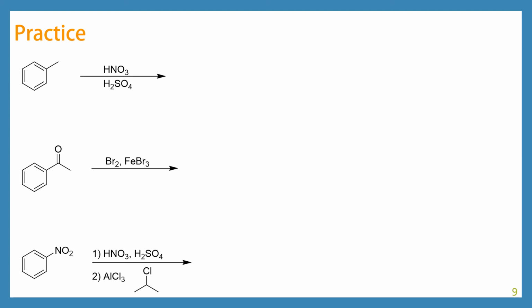So in this first structure, we have toluene, we have a methyl group. The first thing that you want to ask yourself is, what type of director is this? Is this ortho-para or is it a meta-director? And this is an ortho-para director. So we take our ortho-para director, it is activated, we're going to react it with nitric acid and sulfuric acid. That is a nitration reaction. So what we're going to end up with is the ortho product and the para product.